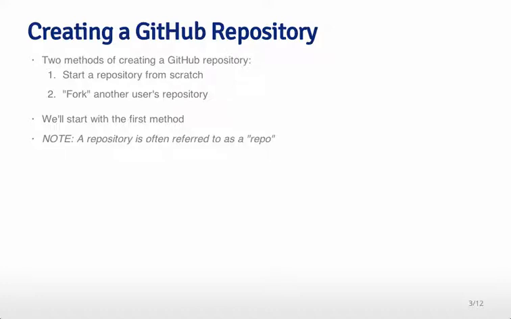So there's a couple of different ways of creating a GitHub repository. One is you can start a repository from scratch, that's creating your own repo. And another is you can fork another user's repository. We'll start off with the first method, creating your own repo from scratch, and then we'll talk a little bit about how you can fork or get information from another user and start working on their project. A key point to keep in mind is that when people talk about repositories, they often use the word repo.